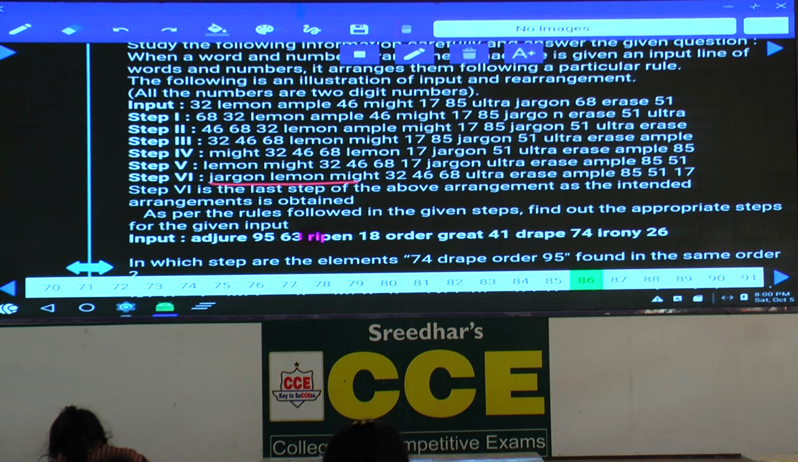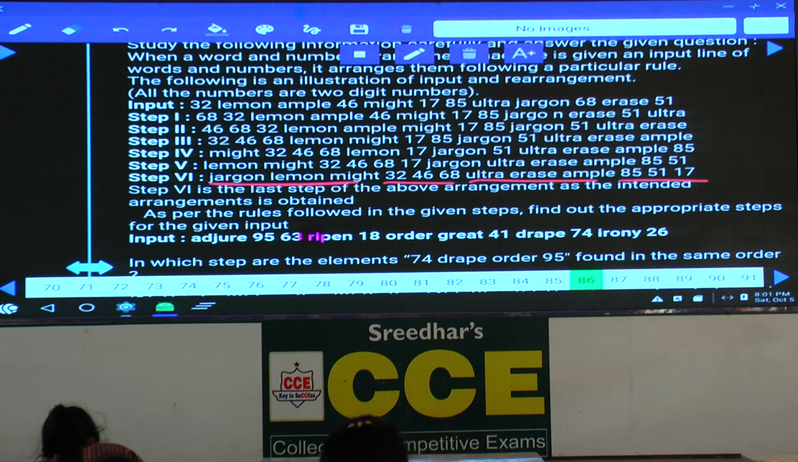Next one, consonants in the ascending order, J, L and M in the ascending order, and these numbers 32, 46, 68, even numbers in the ascending order. And again, the words which start with vowels in the descending order and the odd numbers in the descending order. Vowels and odd numbers in the descending order, and consonants and even numbers in the ascending order.